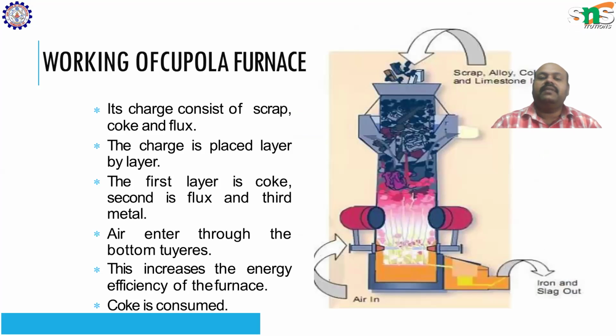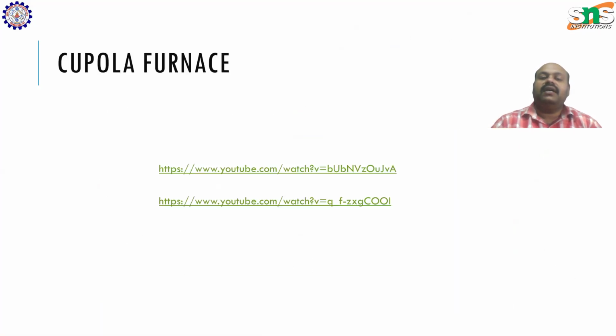So, the working principle: its charge consists of scrap, coke, and flux. The charge is placed layer by layer. The first layer is coke, the second layer is flux, and the third layer is metal. Air enters through the bottom tuyeres. This increases the energy efficiency of the furnace. Coke is consumed, and a detailed video is given on how this cupola furnace works. Let us watch and then understand things.